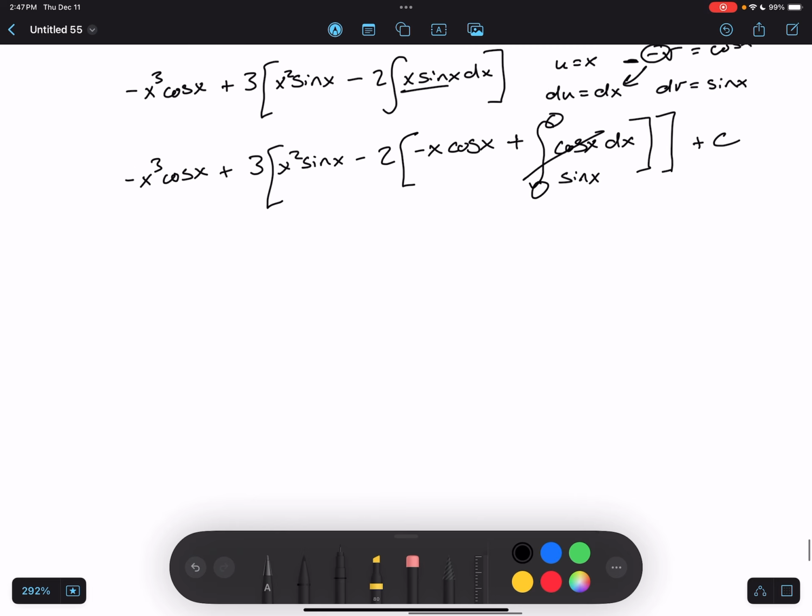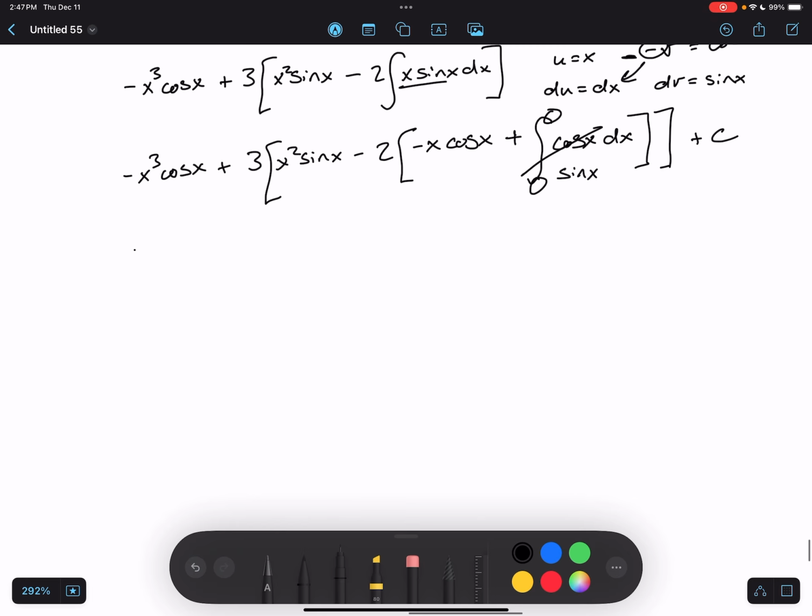So now we just need to finish this up and polish it away. We've got minus x cubed cosine x plus 3 times x squared sine x minus, and we've got negative 2 times negative x cosine x, so that becomes plus 2x cosine x. Negative 2 times a positive sine becomes negative 2 sine x, and then we'll go ahead and close these brackets and add the c at the end.